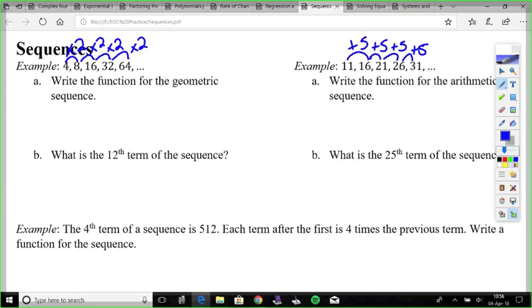For geometric, it's A of n equals, and this is what your reference sheet says, I'm just copying it down from that, A1 times R to the n minus 1 power. So here's what all this means. A of n is just basically the nth term. So that means it could be like the 6th term, 7th term, 8th term, etc. That's basically what our answer would be, the nth term.